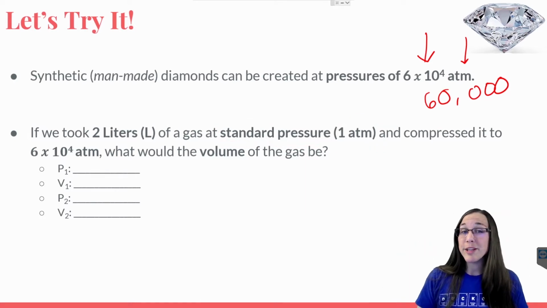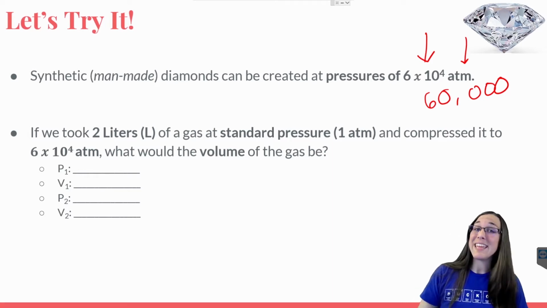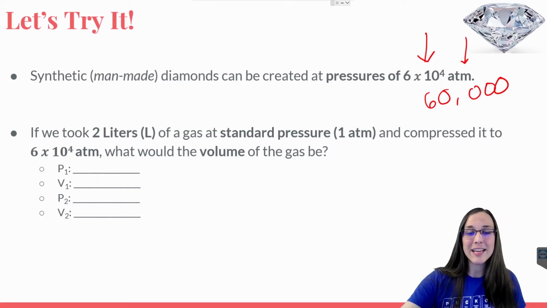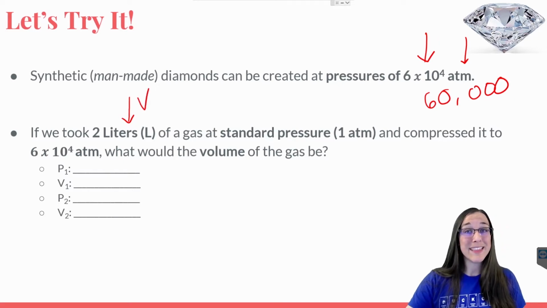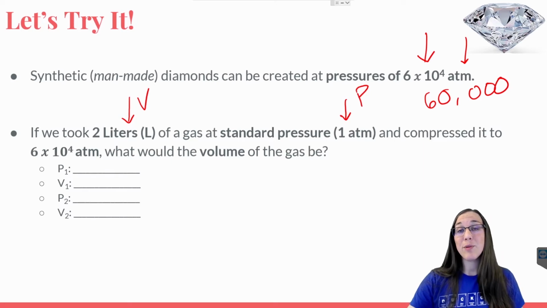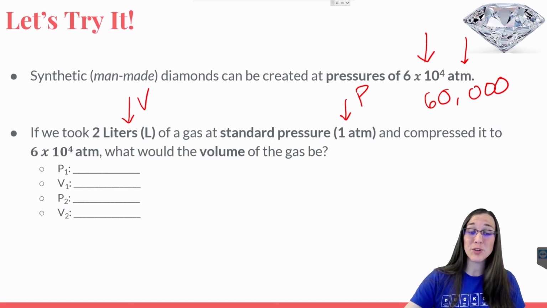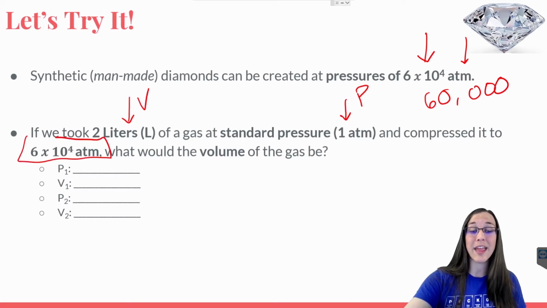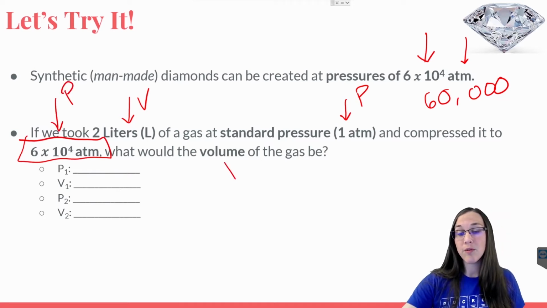So for this problem, if we took 2 liters of a gas, now 2 liters, that is a unit of volume. And that gas happened to be at the standard pressure of 1 atm. Again, that's a pressure. And we compressed that gas to the 6 times 10 to the 4th atm. That's also a pressure. What would be the new volume?